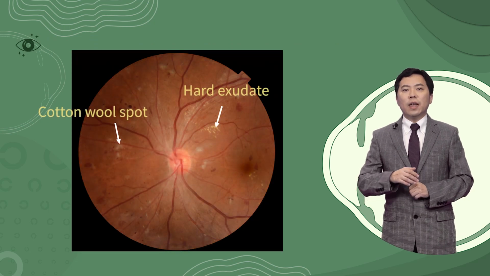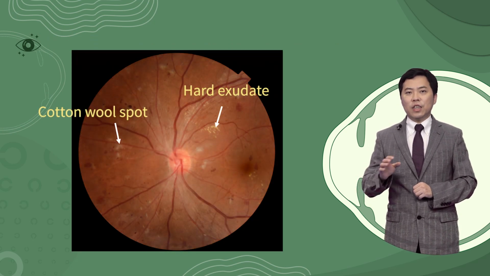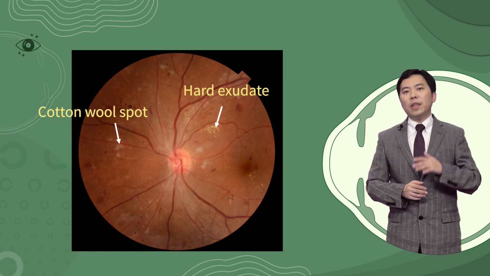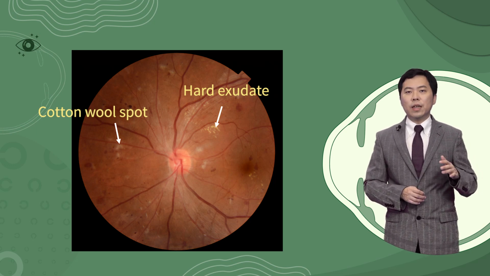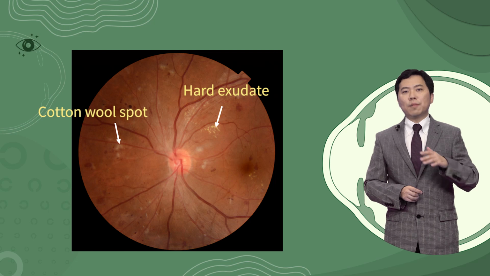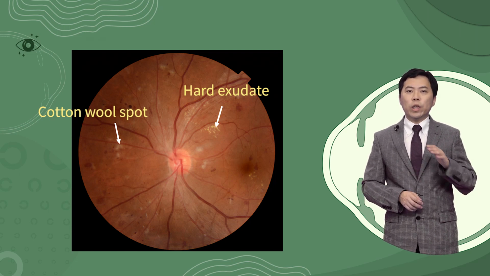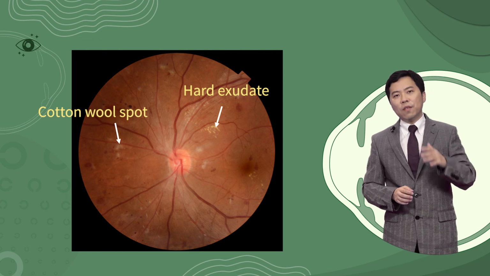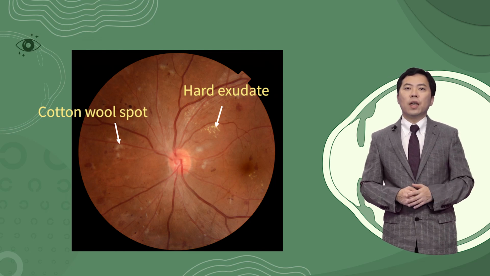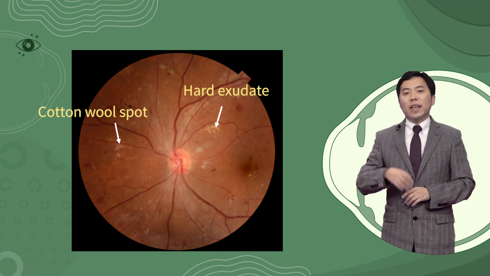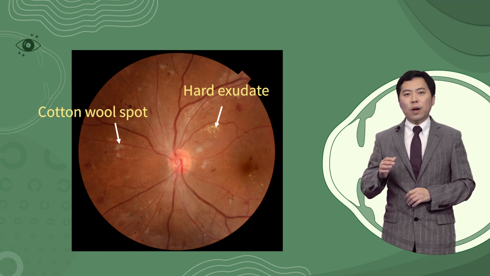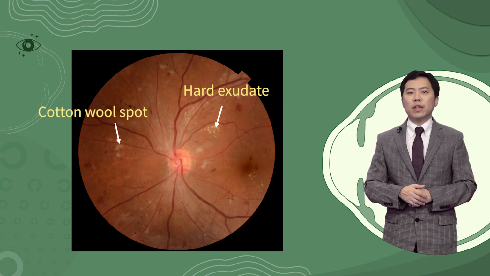These photos depict hard exudates in yellow. They are lipid exudates from blood vessels. The liquid is absorbed and the lipid remains in the retina. We can also recognize some fluffy white patches, which are cotton wool spots. They are accumulations of axoplasmic materials in the nerve fiber layer.